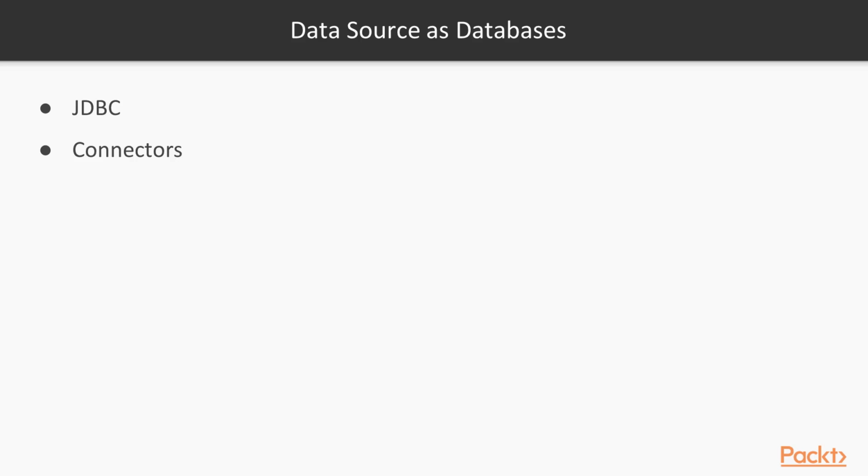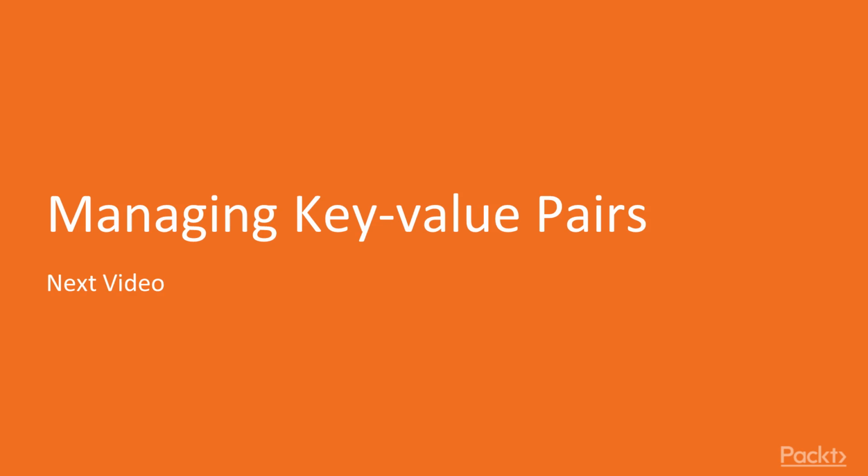Next are the connectors. With Spark, we can also use connectors provided by different vendors such as connectors for Cassandra, Elasticsearch, MongoDB, etc. Apache Spark also provides the Hadoop input format implementation for accessing HBase. In this video, we have looked at the different data sources such as multiple file formats, file systems, and databases from which data can be loaded into Spark. In the next video, we will be talking about key value pair datasets and the different operations that can be applied on pair datasets. Thank you.